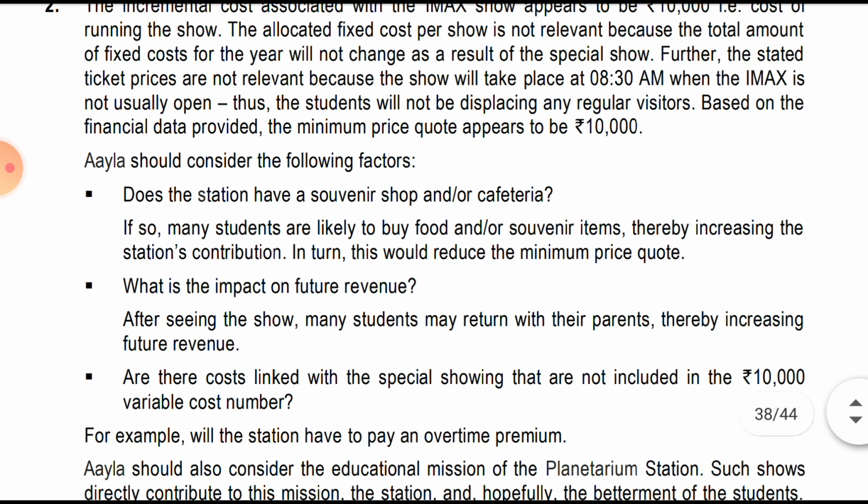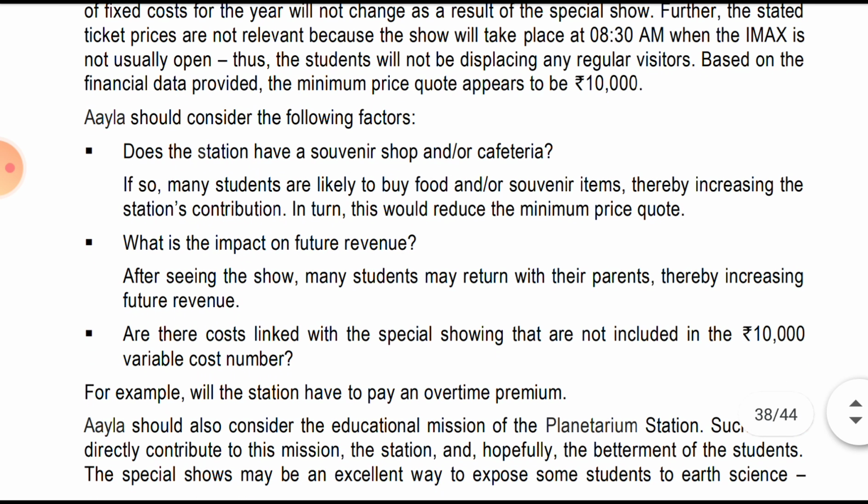Ayla should consider the following factors. Does the station have a souvenir shop or a cafeteria? If so, students are likely to buy food and souvenir items, thereby increasing the station's contribution. In turn, it would reduce the minimum price quote. So currently the minimum price quote from the financial angle is only 10,000, but if there are any food or beverage shops or a souvenir shop, the contribution from them will help to reduce the minimum price quote.